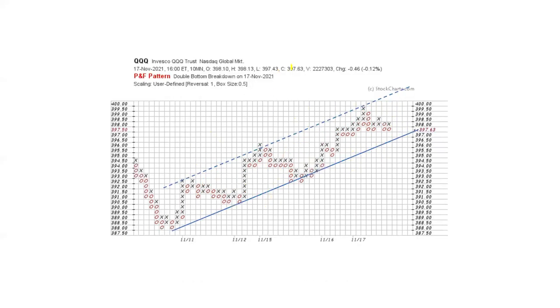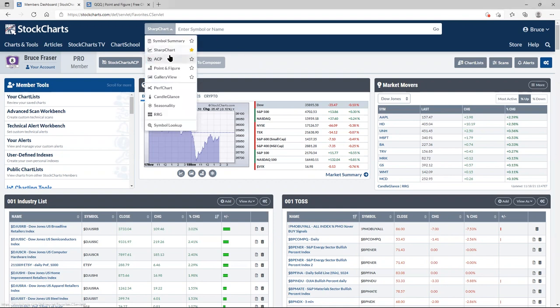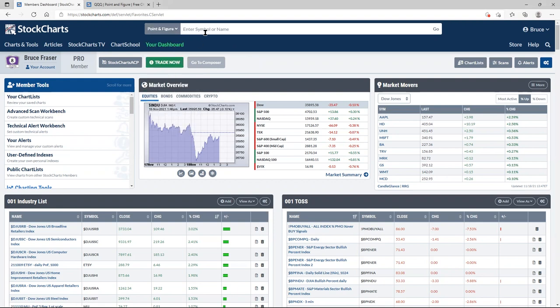Now in the Qs, this is one box reversal, 10 minute. So we're going to go to our intraday now. And so let's get to work on that. So I'm going to come back to this chart and we'll look at it after we see how to construct intraday point and figure. Intraday charting, it's certainly one of my favorites. And so here we are at your dashboard, stockcharts.com, and you want to make a point and figure chart of the Qs, let's say.